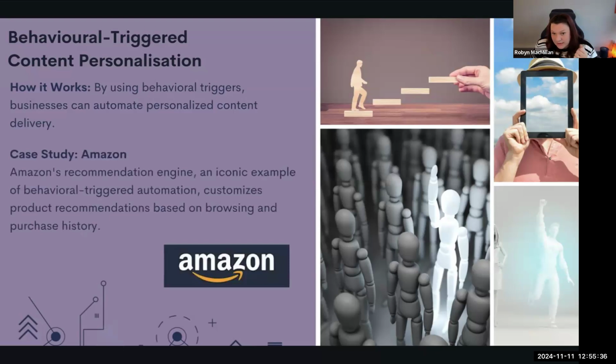Amazon, of course. Amazon's recommendation engine is an iconic example of behavioral triggered automation, customizing product recommendations based on browsing and purchase history. Do you want to buy this next? Or you bought this, you may need this. That kind of journey that they put you down. This dynamic personalization encourages users to explore so many additional products, resulting in higher order values.